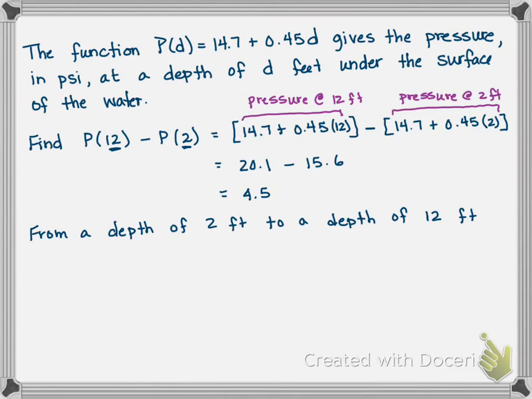So from a depth of 2 feet to a depth of 12 feet, the pressure increases 4.5 psi. So that 4.5 psi isn't actually a pressure at any depth. It's just telling us how much the pressure changed by when I dove from 2 to 12 feet. And we're going to do a bunch more of this tomorrow. So it is part of that lesson as well.